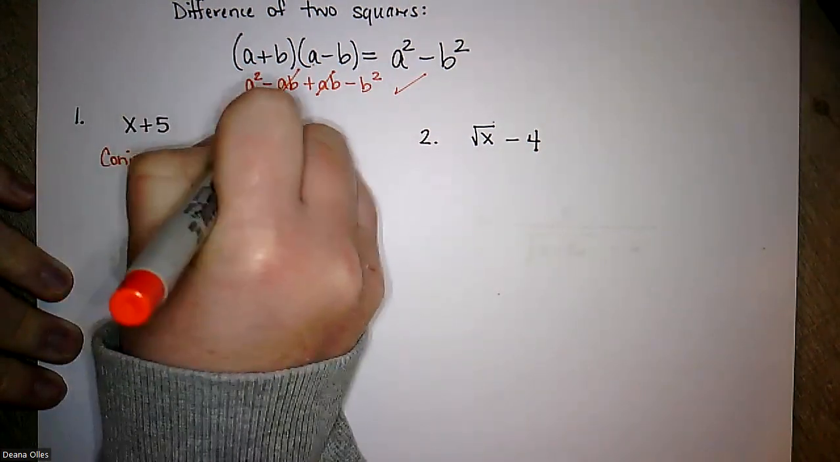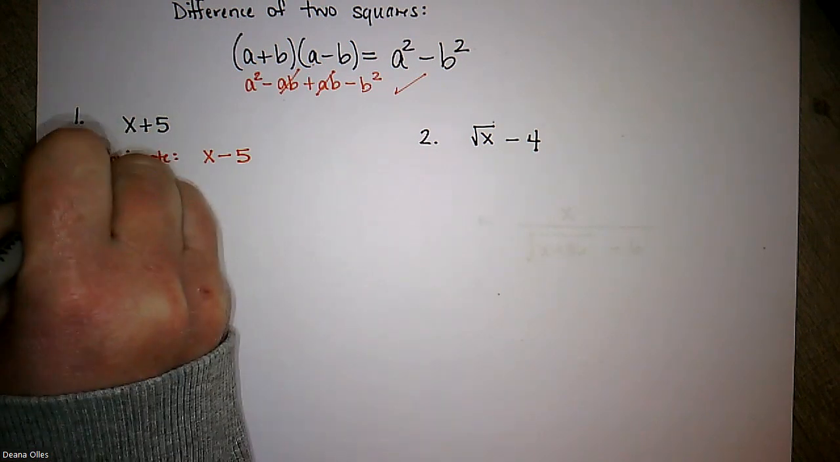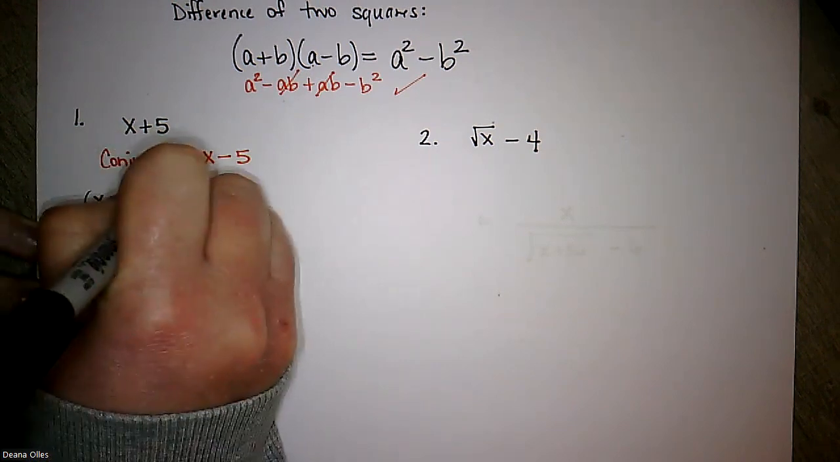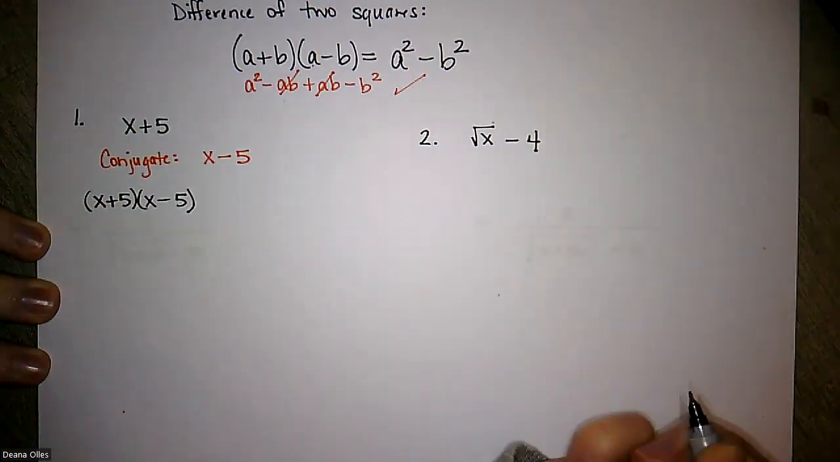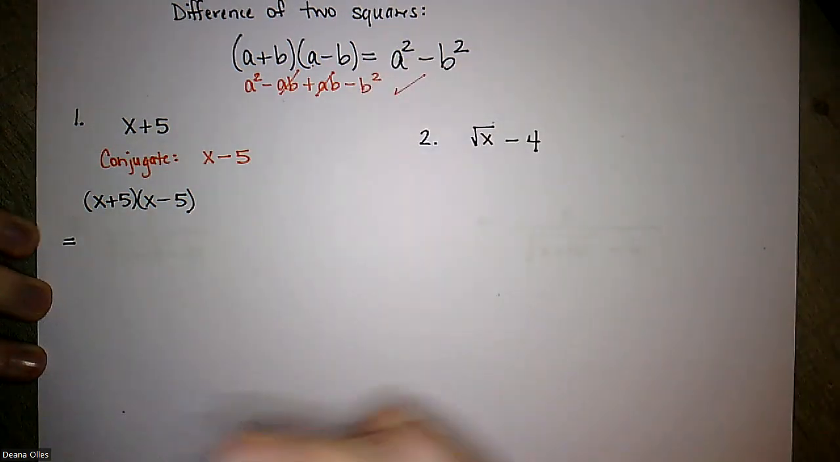The conjugate of x plus 5 is literally x minus 5. It's just the same two terms, change the operation from addition to subtraction. So now let's go ahead and multiply x plus 5 times its conjugate, x minus 5. If you're thinking, oh, difference of two squares, great. That's where we want you to go.